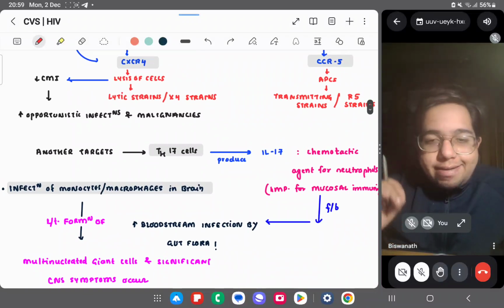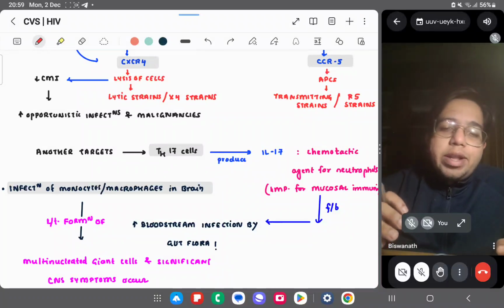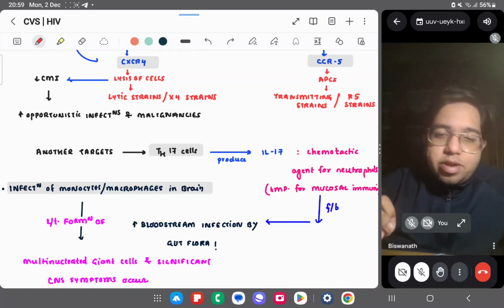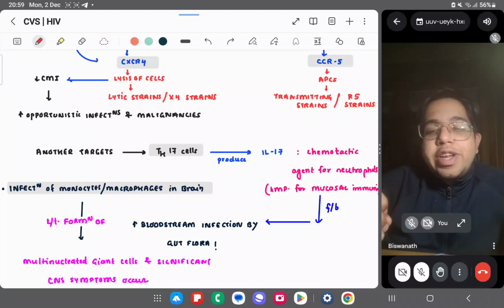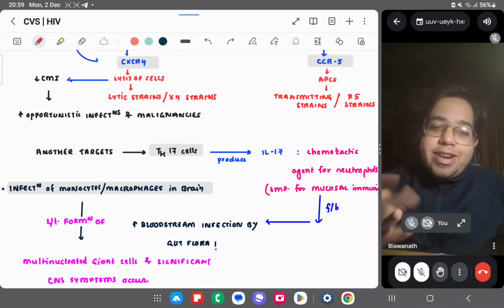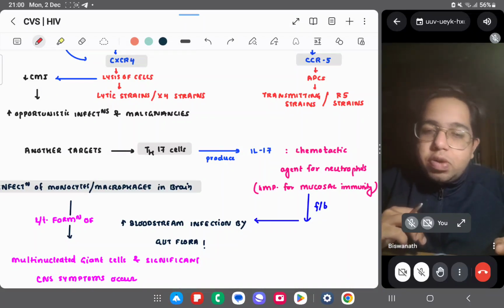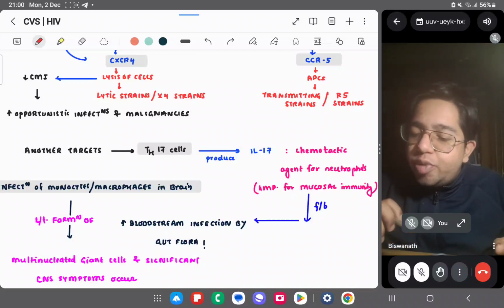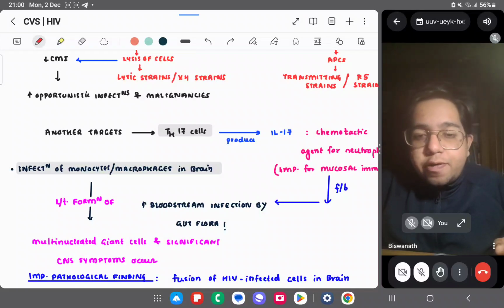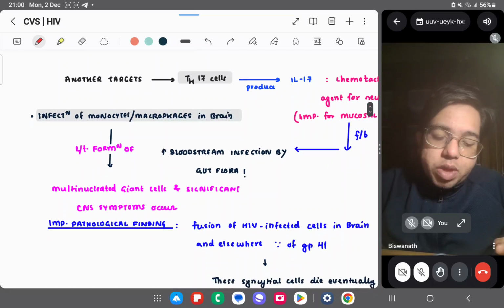Another target is Th17 cells as well, right? If you have read the inflammation chapter, the immunology chapters, then your mind must be striking acute and chronic inflammation, somewhat like that. Just focus on this, okay? And if you haven't read, then well, good. So, another target is Th17 cells. It produces interleukin 17, and interleukin 17 is chemotactic for neutrophils, right? So it is followed by bloodstream infections by the gut flora, because neutrophils will start to come, and mucosal immunity is involved over here, right?